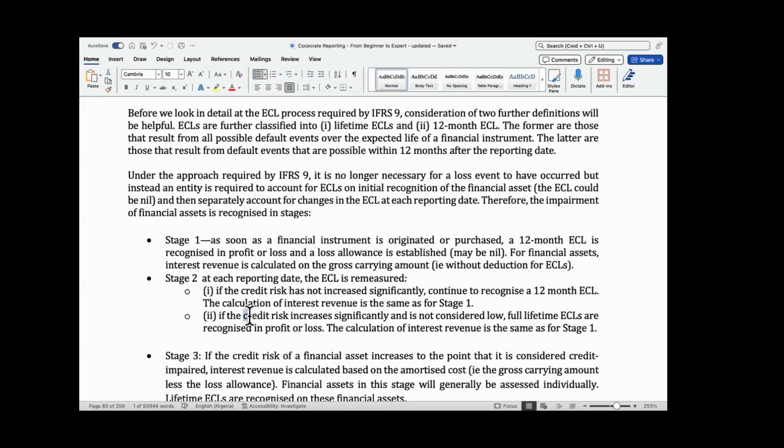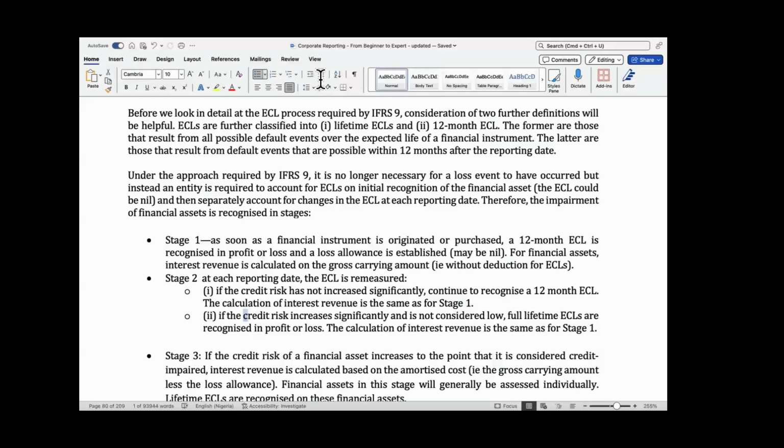Because when we say credit risk, it is the risk that you will lose your money. It is the risk that the borrower might default. So it is the environment we look at, and that is how we judge whether credit risk has increased or not.